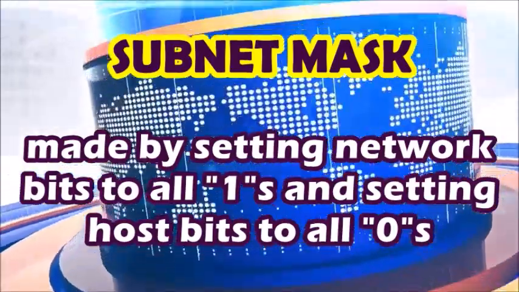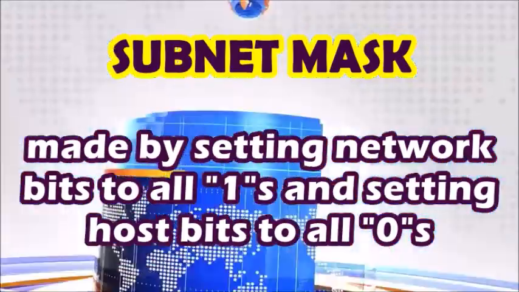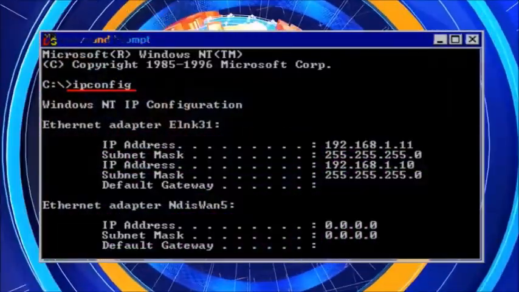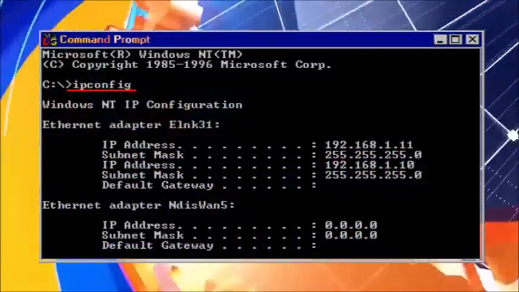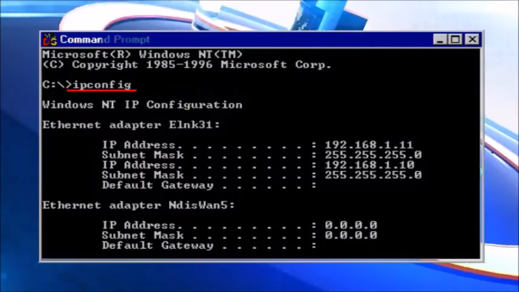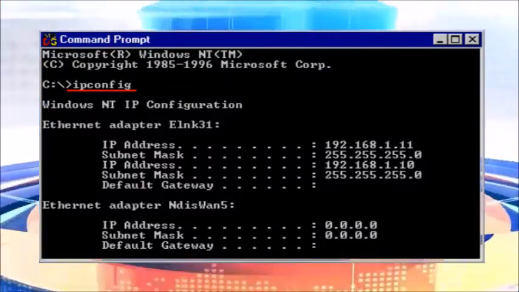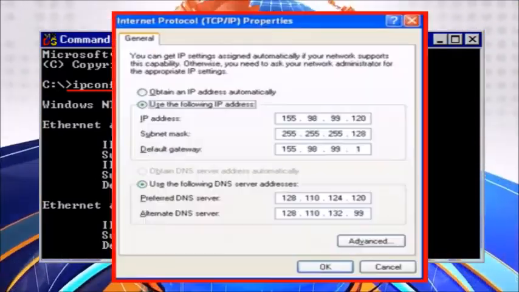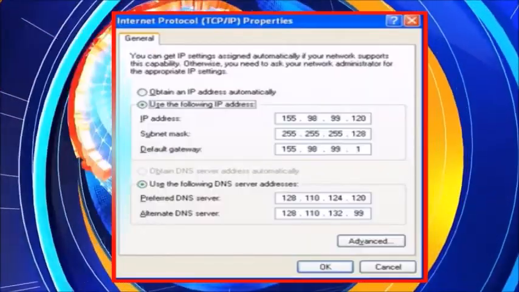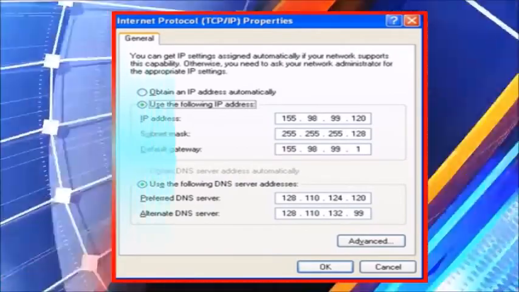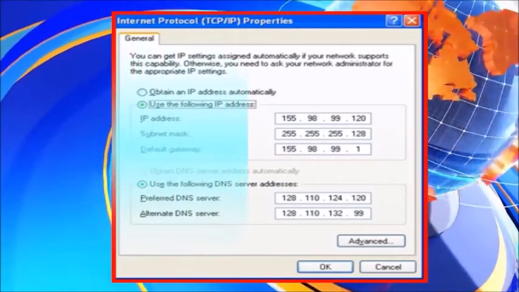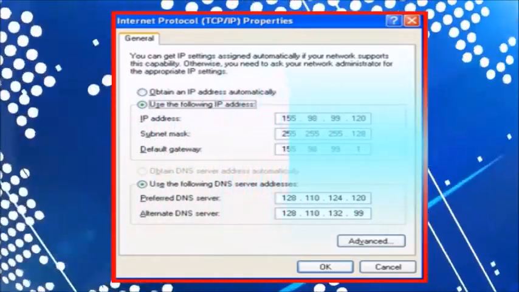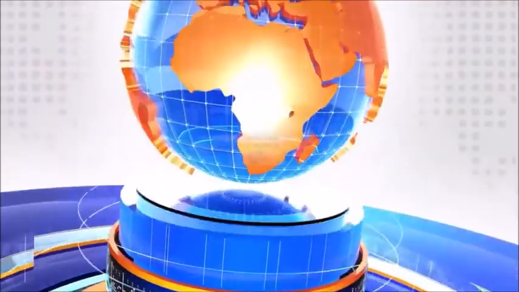A subnet mask is made by setting network bits to all ones and setting host bits to all zeros within a given network. Two host addresses are reserved for special purposes and cannot be assigned to hosts. The 0 address is assigned as the network address and 255 is assigned as the broadcast address, and they cannot be assigned to hosts. Subnetting an IP network is to separate a big network into smaller multiple networks for reorganization and security purposes.